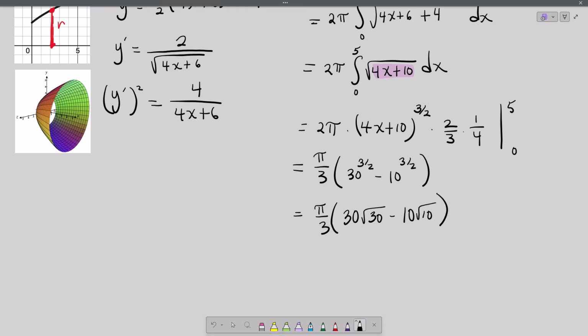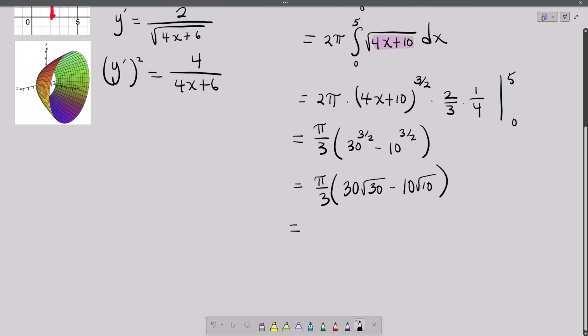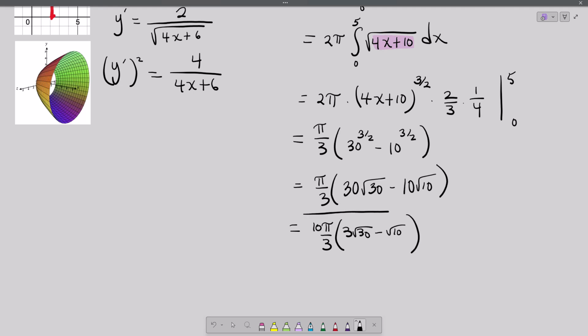And then you could factor out a 10 if you wanted. You could write it as 10 pi divided by 3. Factor out a 10, so we'd have 3 root 30 minus root 10. That would be our simplified final answer.